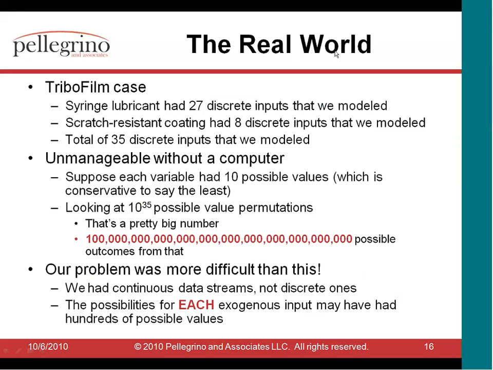So the real world. We're back out of the petri dish and back into what we have to deal with on a daily basis. We have to take literally an infinite number of inputs and reduce those down into something that we can model, and then also account for the uncertainty on those. So in our valuation models, we reduced it down to 27 different discrete inputs that we modeled. The scratch-resistant coating had 8 more. So we had a total of 35 discrete inputs that we were looking at.